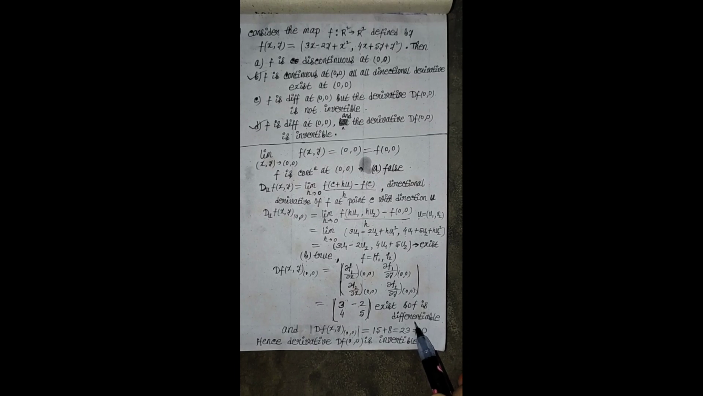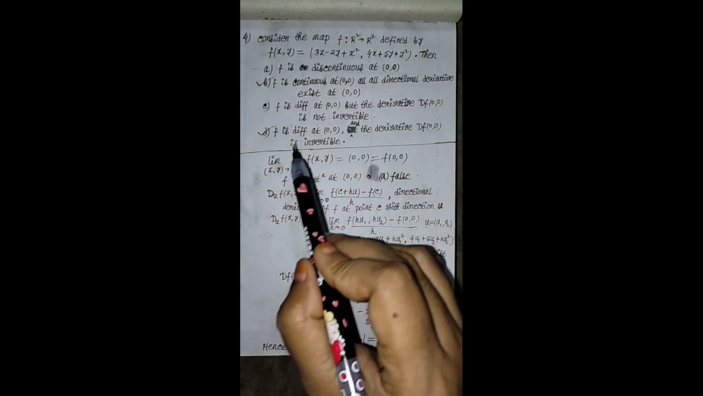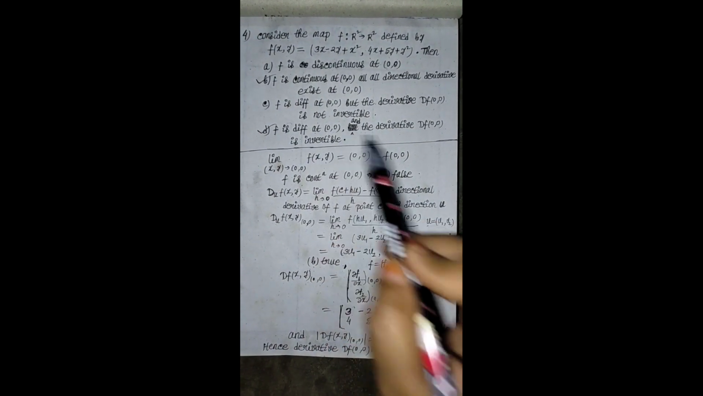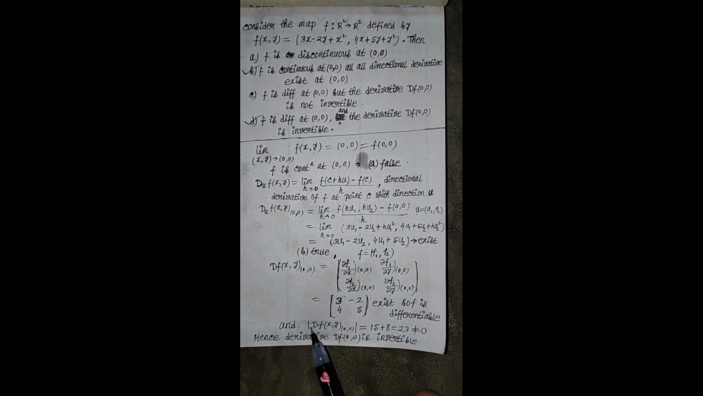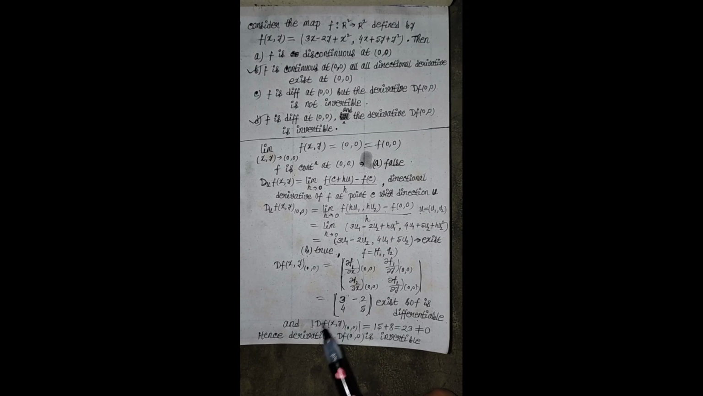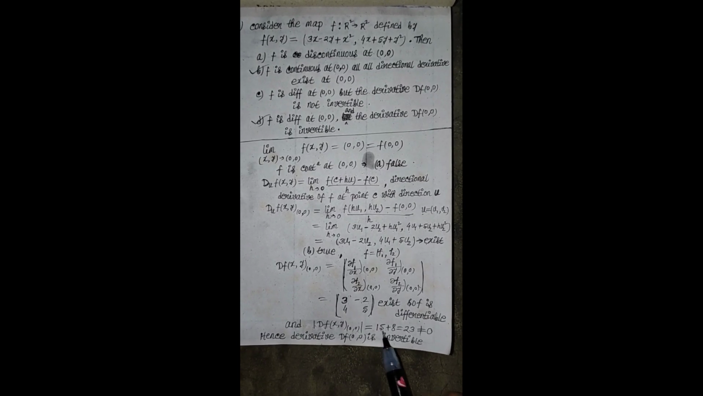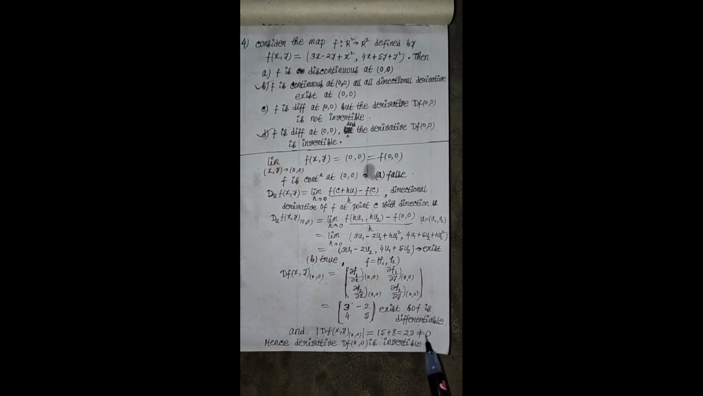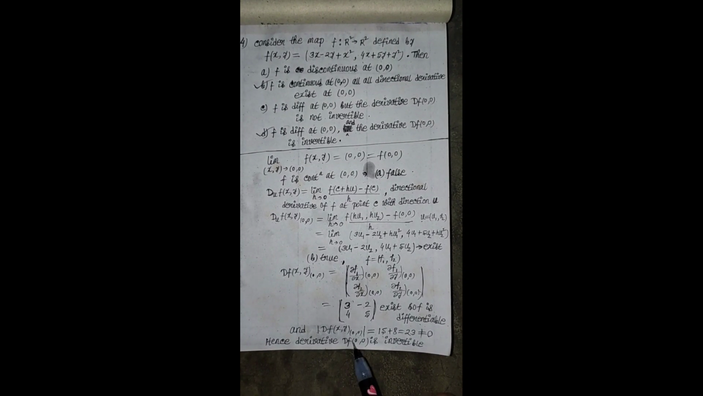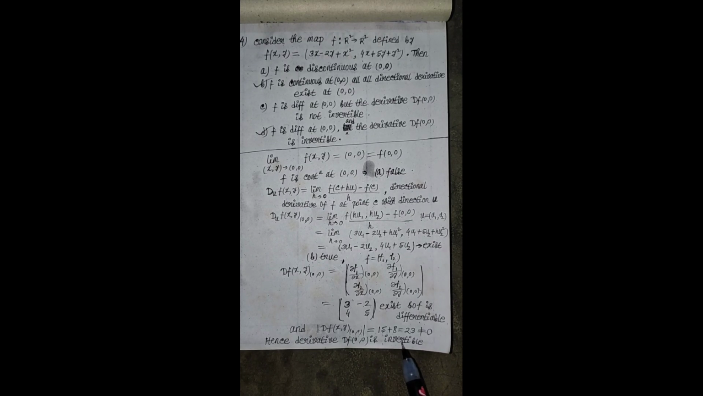So f is differentiable, and this says that df(0, 0) is invertible. The determinant of the matrix df(0, 0) equals 15 + 8, that is 23, not equal to 0. Hence the derivative df(0, 0) is invertible. So options B and D are correct.